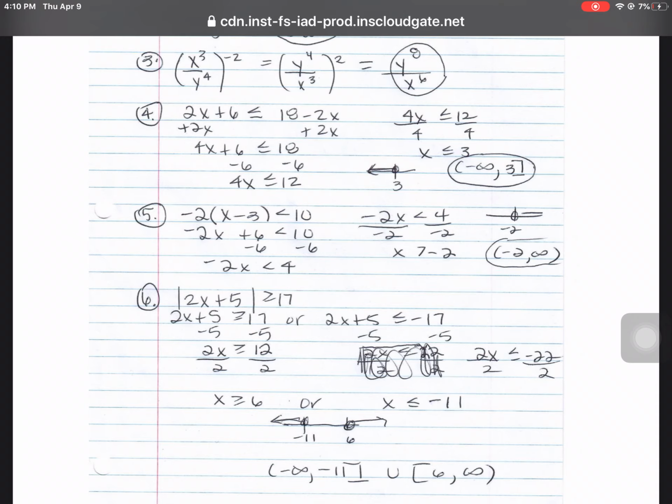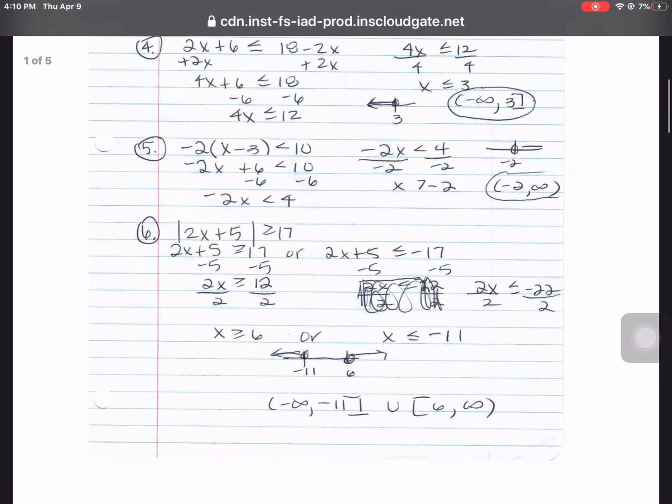On number 4, there's letters on both sides, so cancel out the one that's on the right because it's smaller by adding 2x to both sides. When you add, the symbol stays the same. Now you subtract 6 on both sides. When you subtract, the symbol stays the same. So we have 4x less than or equal to 12. So we divide by 4 on both sides. When you divide by a positive, the symbol stays the same.